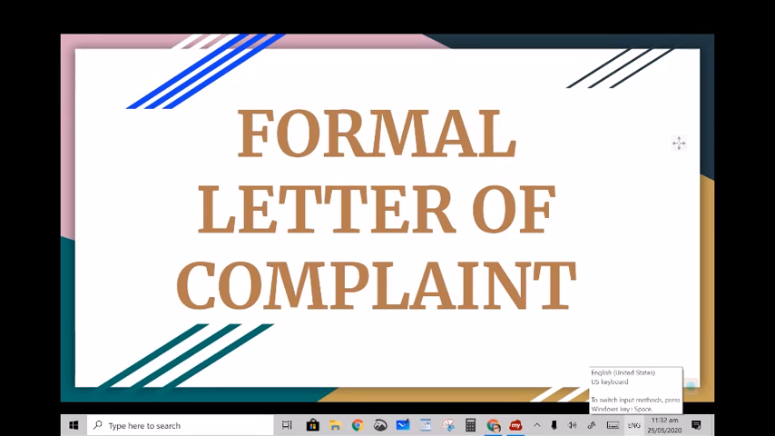Today's tutorial is on the formal letter of complaint used by students from Form 1 to 3 and also for the CXC level. For the CXC level, the formal letter of complaint is basically for question 2. It is a possibility that it can come for question 2, which covers a variety of different topics. Now, this slide will cover all the elements of the formal letter of complaint.